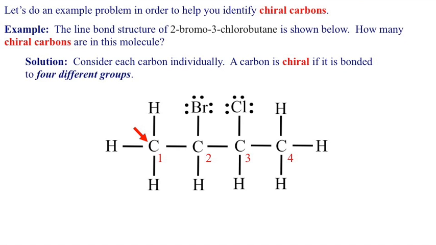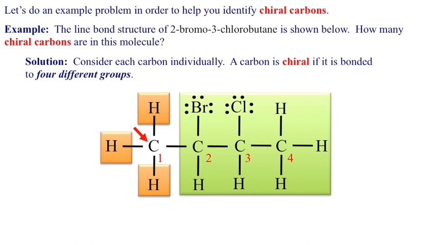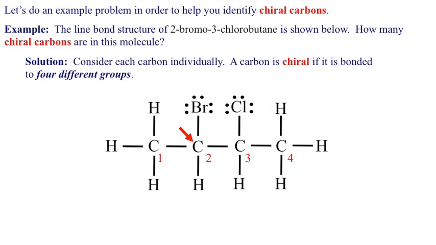Carbon number 1 is not chiral. It's bonded to 4 groups, however the 4 groups are not all different from each other. 3 of the groups are hydrogens. I've highlighted the 4 groups that are bonded to carbon number 1 in this structure. Carbon number 2 is chiral. It's bonded to 4 different groups.